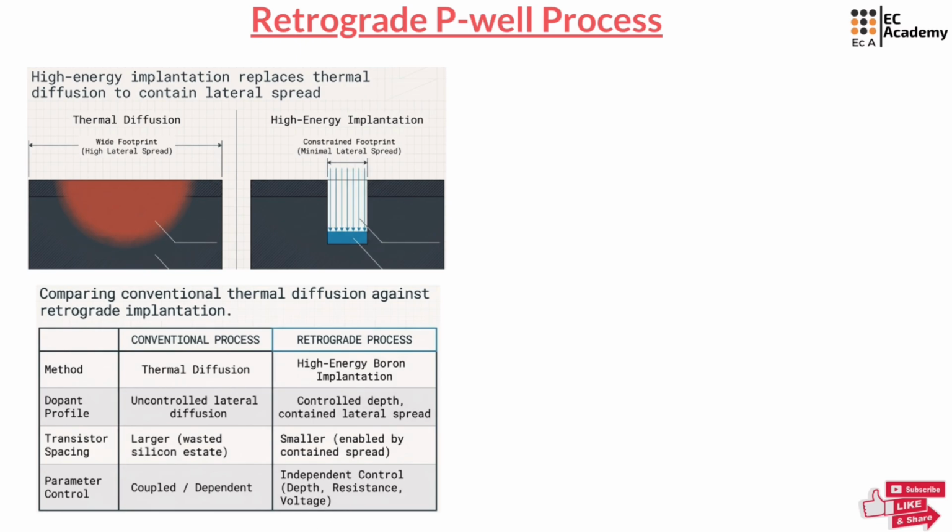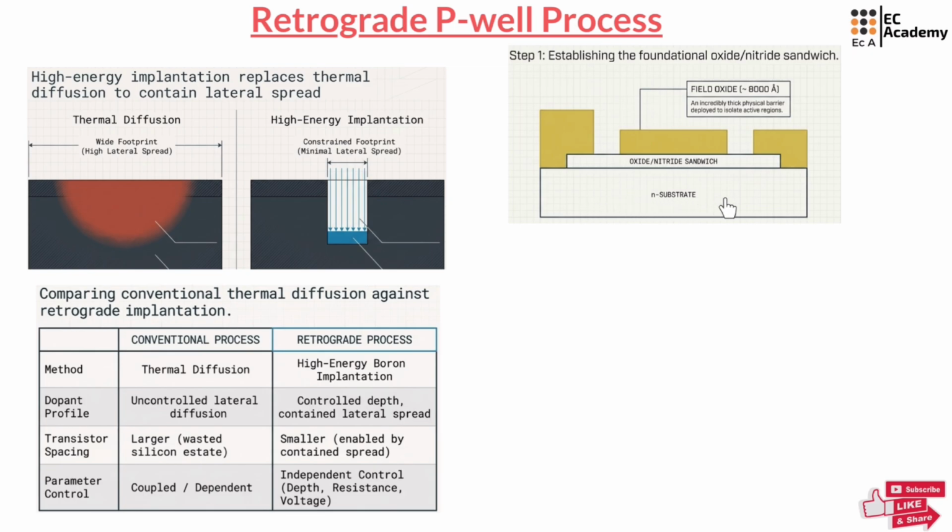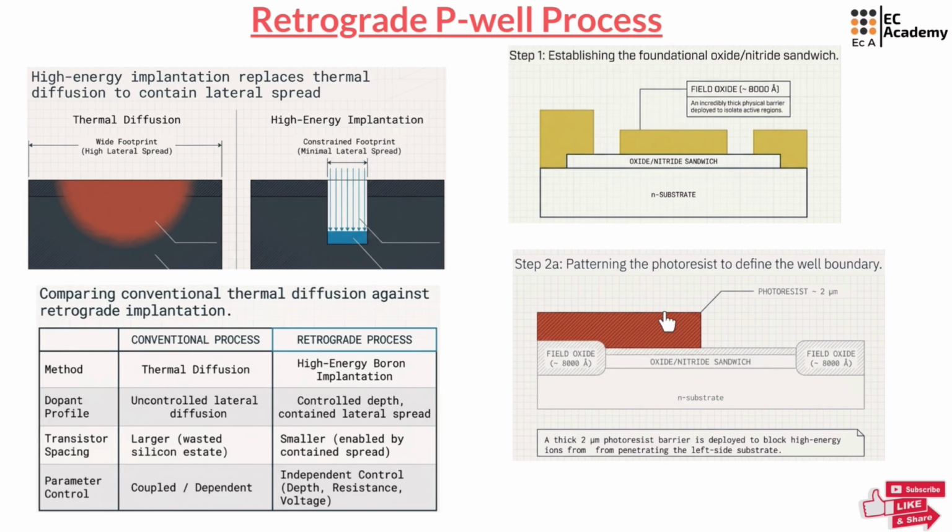Now let us understand the step-by-step explanation of retrograde P-Well process. In the first step, we start with N-type substrate. On the top of this, we have the oxide or nitride sandwich layer and a thick field oxide layer, which is about 8000 Angstrom thick. In the next step, we put a layer of photoresist, which is about 200 micrometer thick. You just imagine this photoresist like a stencil, which covers the part of the chip which we need to protect.